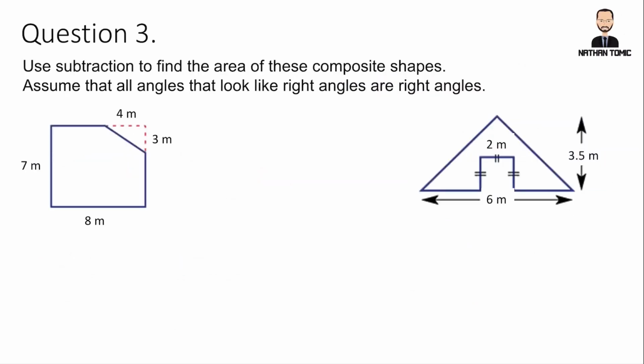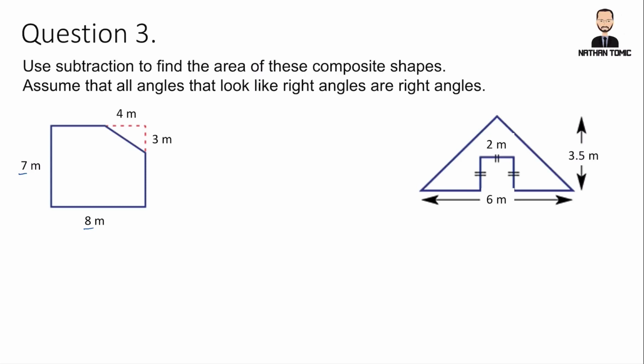Question 3 says to use subtraction this time to find the area of the composite shapes. Assume that all angles that look like right angles are again right angles. So this time we've been specifically told to use subtraction, so we have to make sure that's what we do. In our first one on the left-hand side, we have what looks like a square, or not quite a square actually, because one measurement is 8 and one measurement is 7, so it's actually a rectangle with a small right-angled triangle cut out from the side.